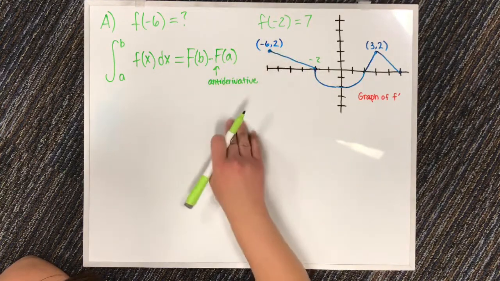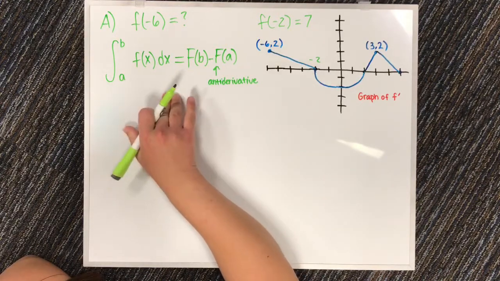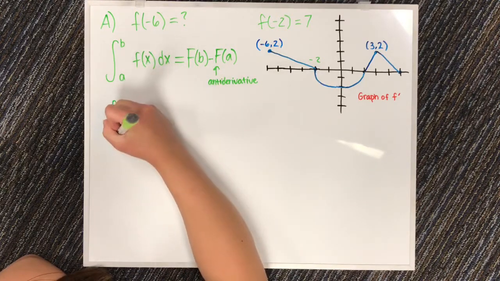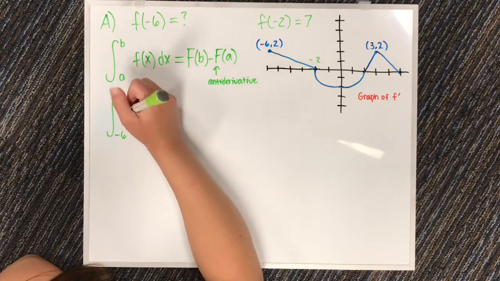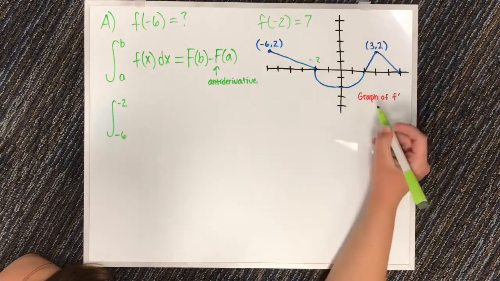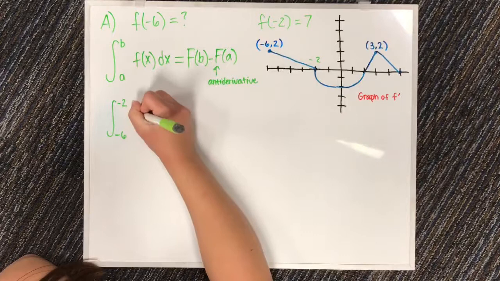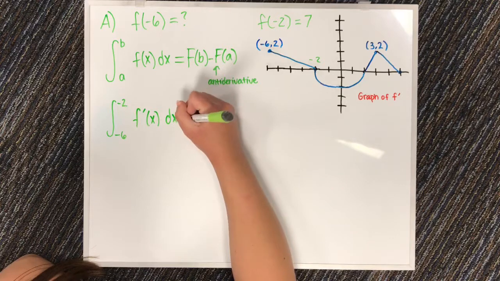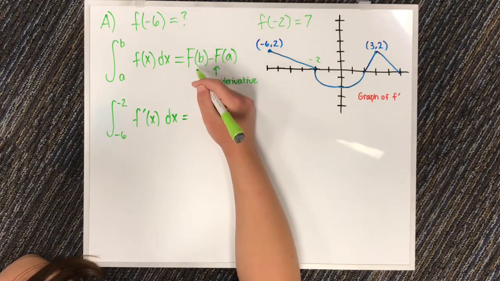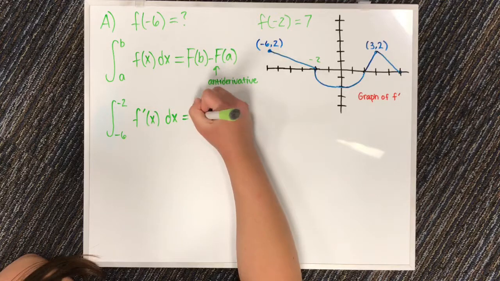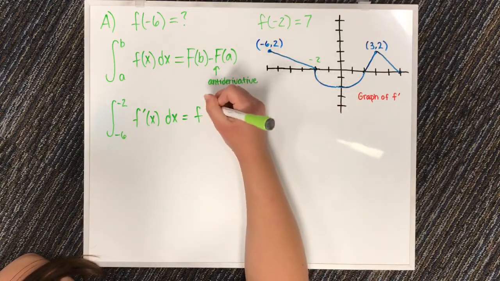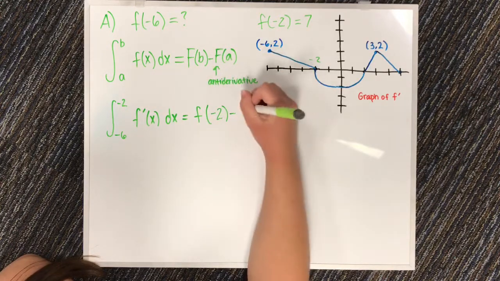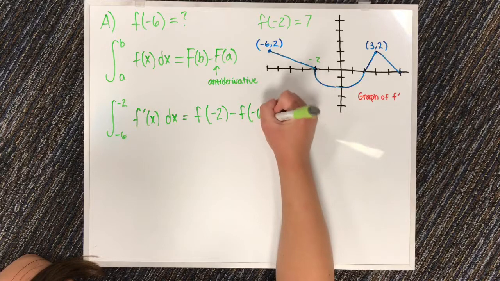So now we're going to plug in our values since we want to find the total change, and that's what this integral will find. So we will go the integral from -6 to -2, and because this graph over here is f prime of x, we're going to plug that in. So f prime of x, and then don't forget your dx, will be equal to the antiderivative of f prime of x, which would be f of x. So we just take f of -2, because it's f of b, minus f of -6, because that's our a.